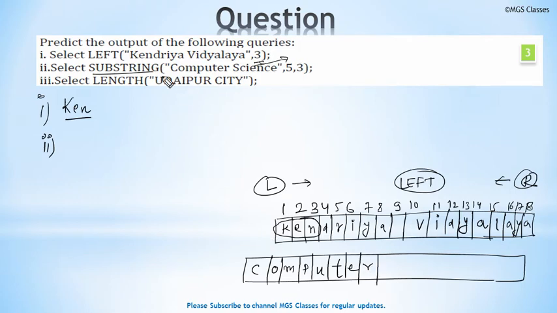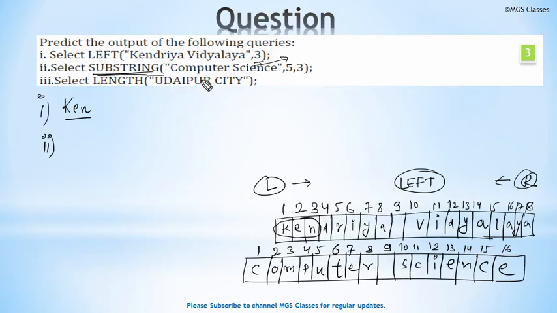Otherwise if you directly count 1 2 3, then a slight mistake may be possible, and due to this small mistake the answer will be wrong. In that case your marks will be deducted. That's why I am using this box method. It will take a little bit of time, but the answer will be definitely correct. So 1 2 3 4 5 6 7 8 9 10 11 12 13 14 15 and then 16. So here it is the substring method.